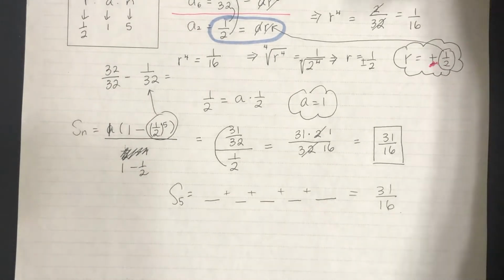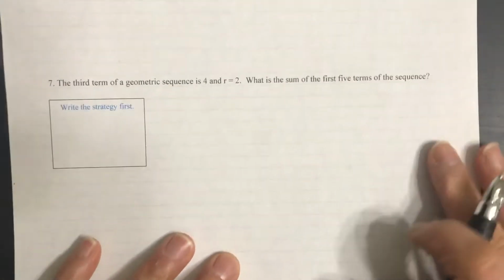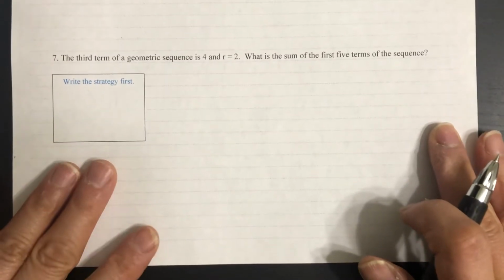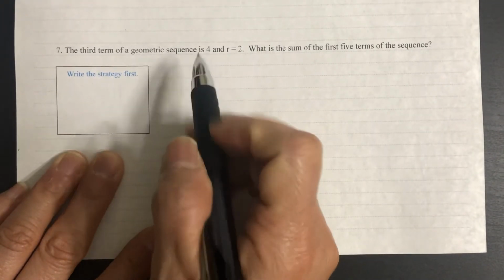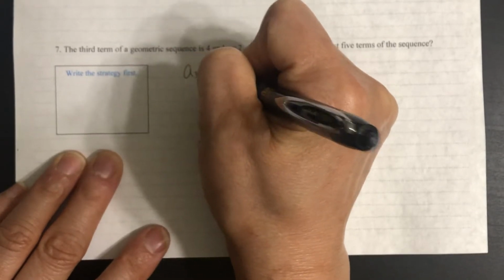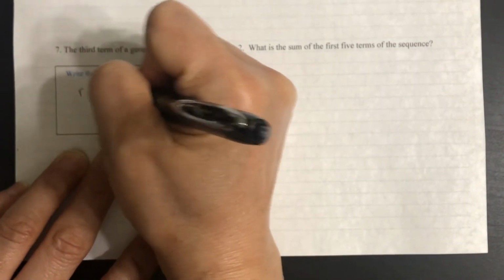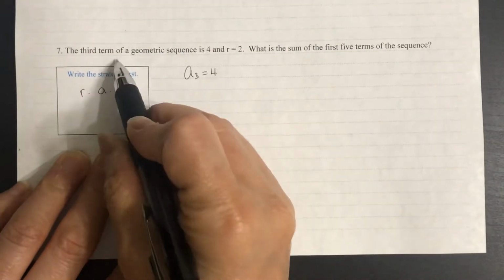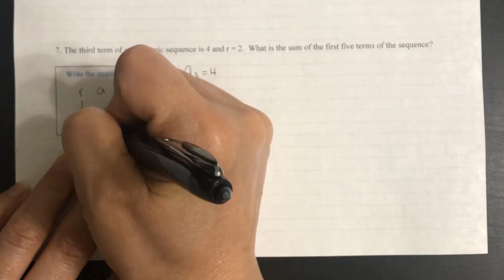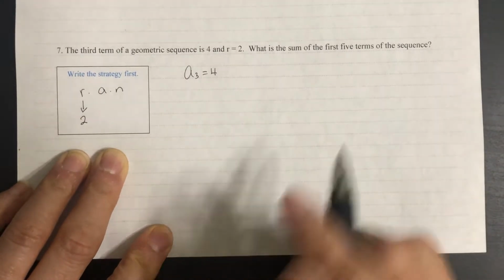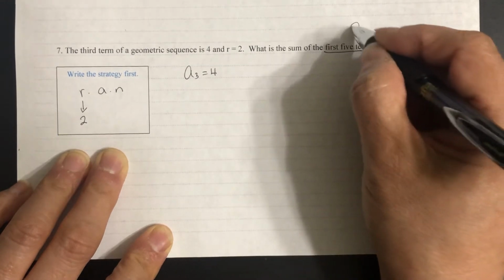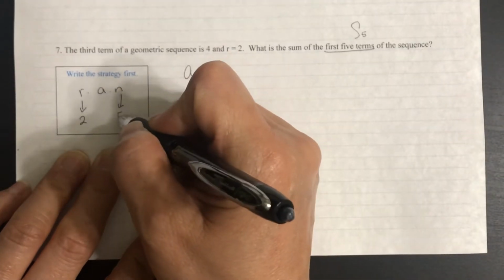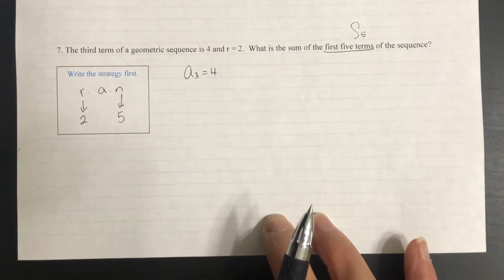All right, so another question, number 7. Let me make some room here. Okay, number 7. The third term of a geometric sequence is 4. That means a sub 3 is 4, okay? And of course we want to write down r. The r is 2, it tells you. And what is the sum of the first 5 terms of the sequence? It already tells you the first 5 terms, S sub 5, so n is 5. But we don't know the first term, okay?